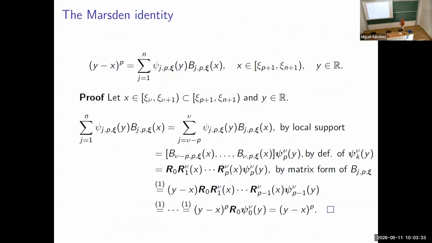Okay, so then we have something called the Marsden identity, which is sort of the tool we can use now to represent any polynomial.